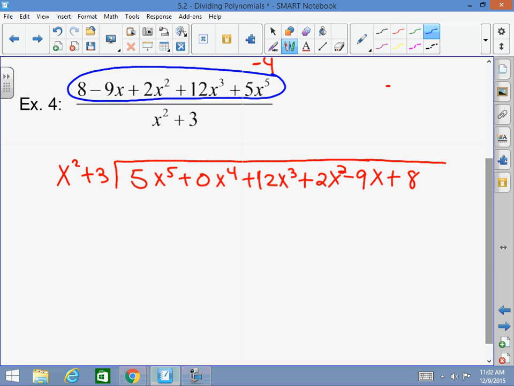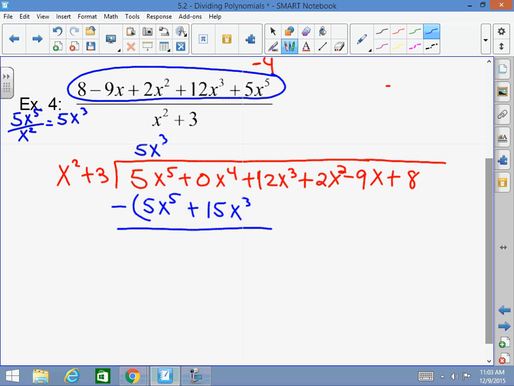Okay, so how many times does x squared go into 5x to the 5th? Please don't guess. 5x to the 5th divided by x squared equals 5x cubed. Subtract the product. 5x cubed times x squared is 5x to the 5th, plus 15x cubed. Distribute the negative. That becomes negative, that becomes negative. That cancels.